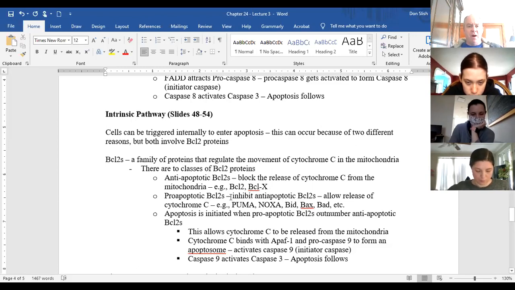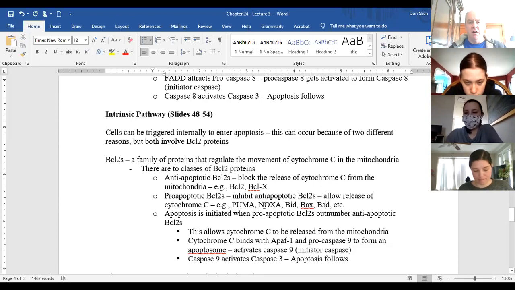And then you've got your pro-apoptotic BCL2s, and there are a lot of these. So we talked about PUMA earlier. That came up when P53 increased, right? It caused PUMA to come up. Then you've got NOXA, BID, BAX, BAD. They all have these funny types of names for some reason. BAD is another one we've seen already, right? BAD is phosphorylated and inhibited by AKT. So BAD will cause apoptosis unless AKT phosphorylates it. So that's what we talked about earlier today.